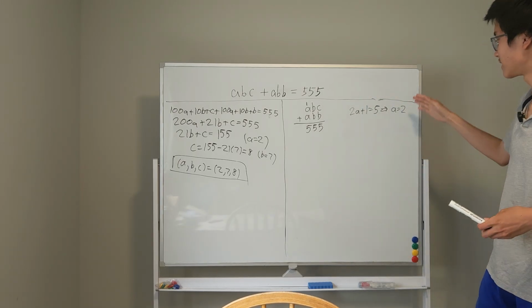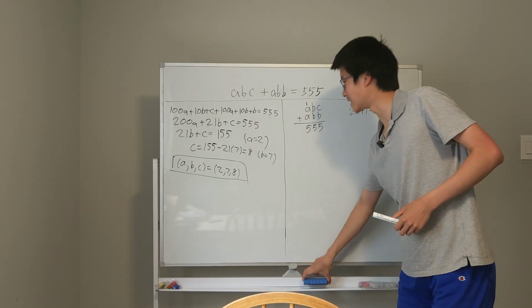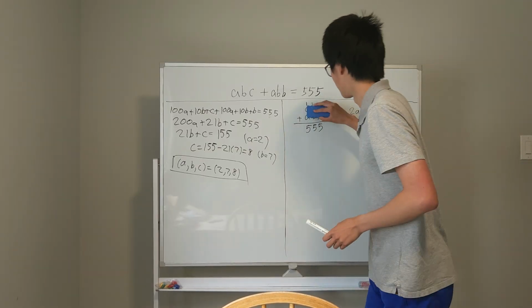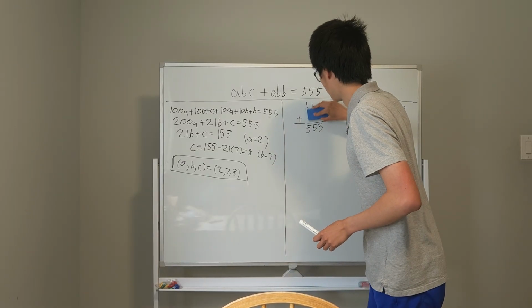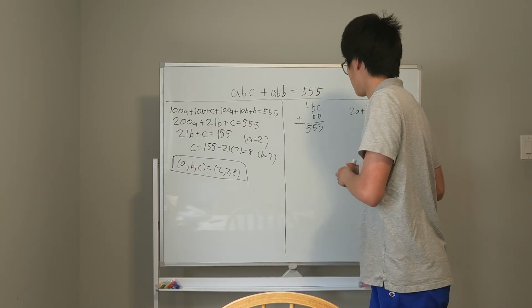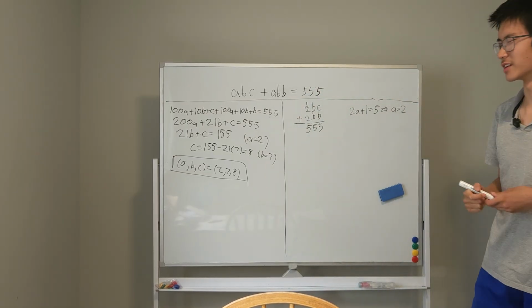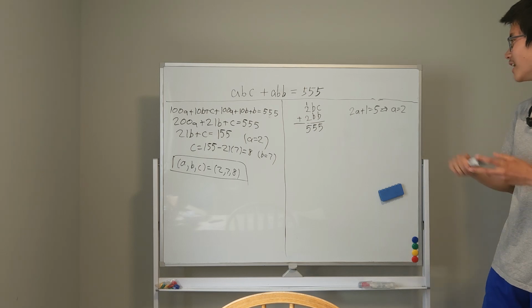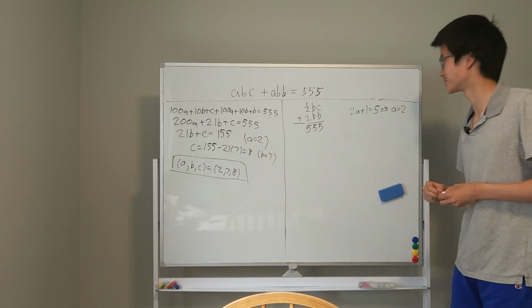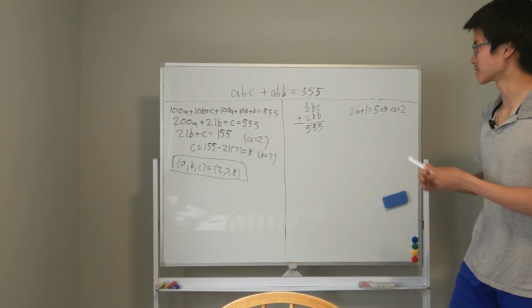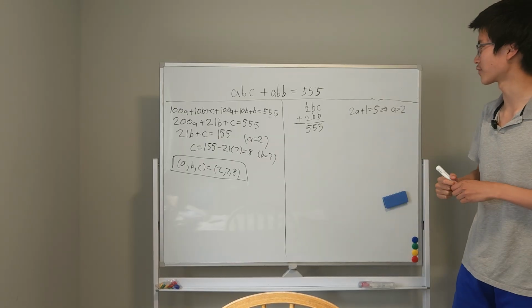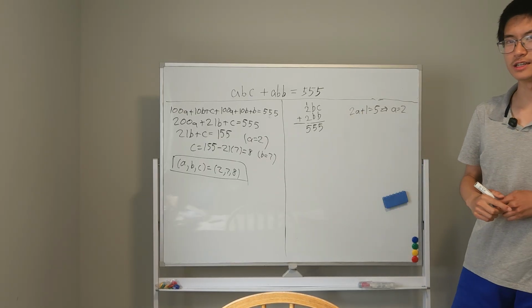And once you get a value for a variable, it's always a good idea to fill this in. We do this because maybe we can find other information for other variables. All right, so there's a carry forward of 1 right here. So therefore, B plus B equals 15.